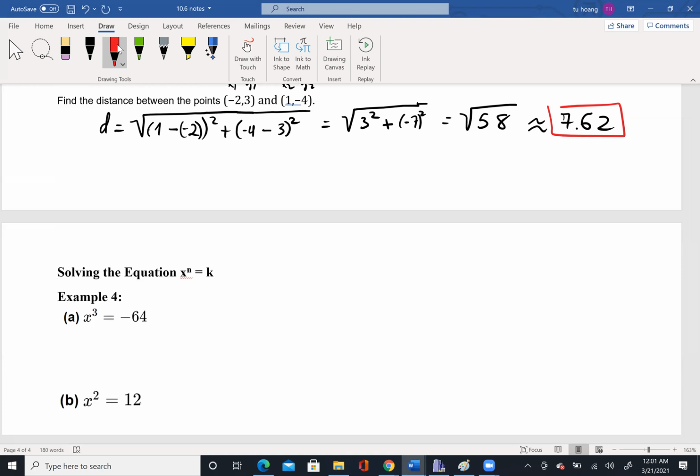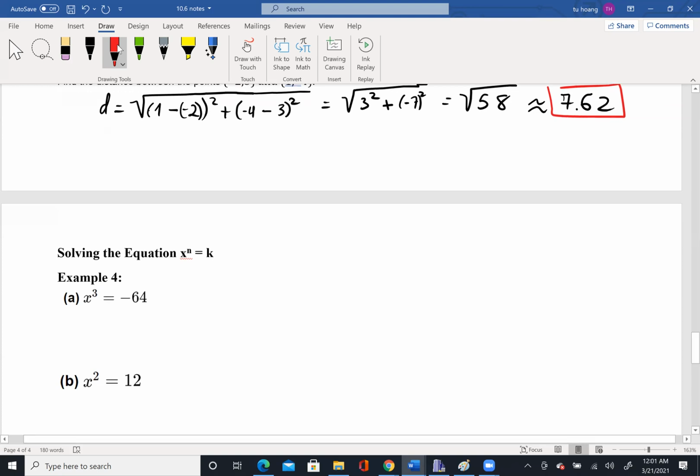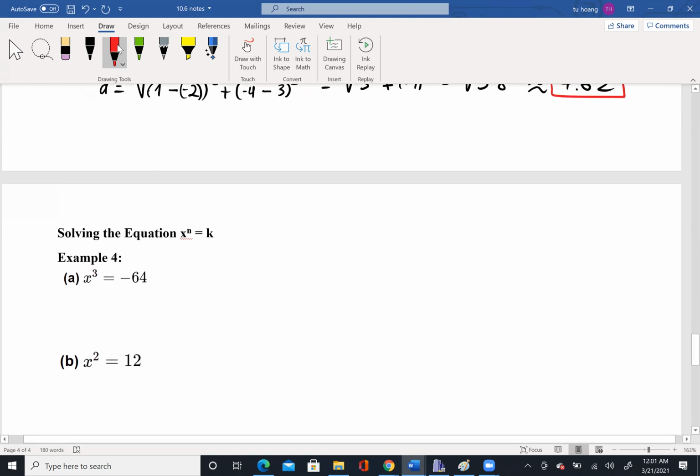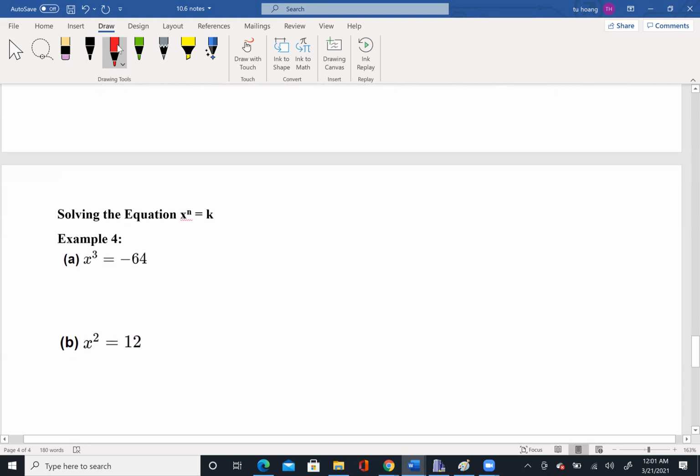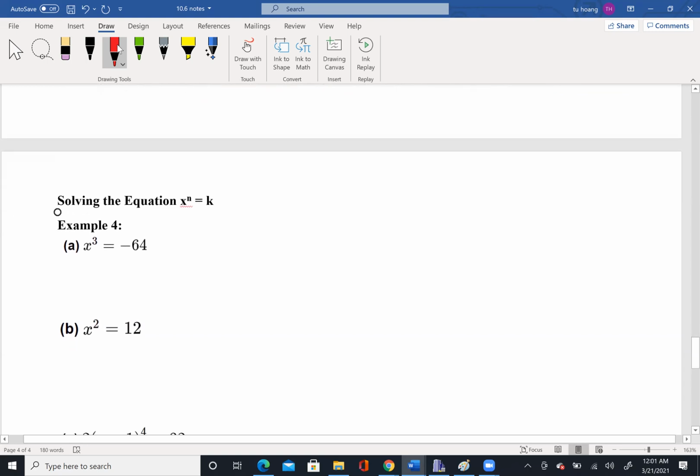So lastly, let's solve the equation x to the n equals k. So for example, number 4 over here, I have x cubed equals -64. How can I solve this one? I'm going to take the cube root of both sides.